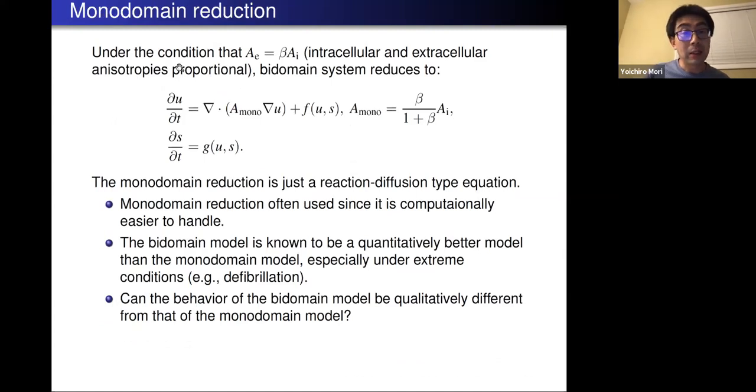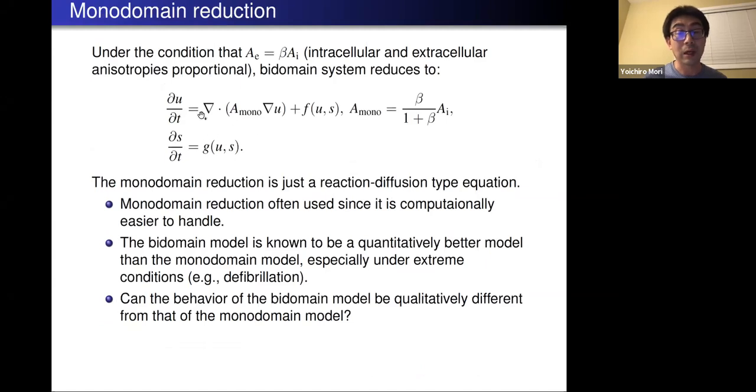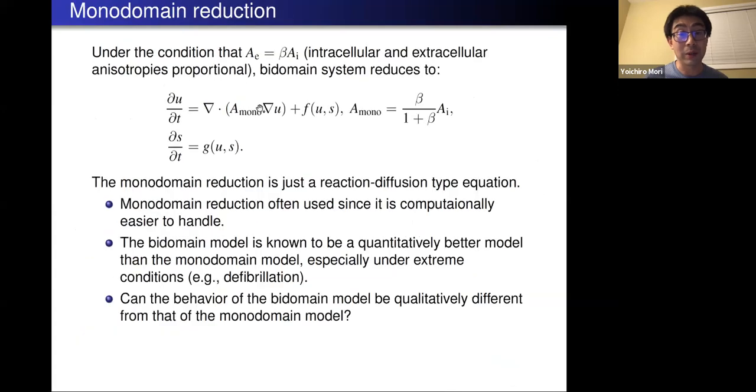Okay, so A_E is a positive definite matrix, and A_I is another positive definite matrix. When A_E and A_I are constant multiples of each other, where beta is a constant, then the two equations that we had at the top here can be reduced to an equation solely for U equal to U_I minus U_E. One can write this equation just in terms of U, and we just have a reaction diffusion type equation. This model is called the monodomain reduction.